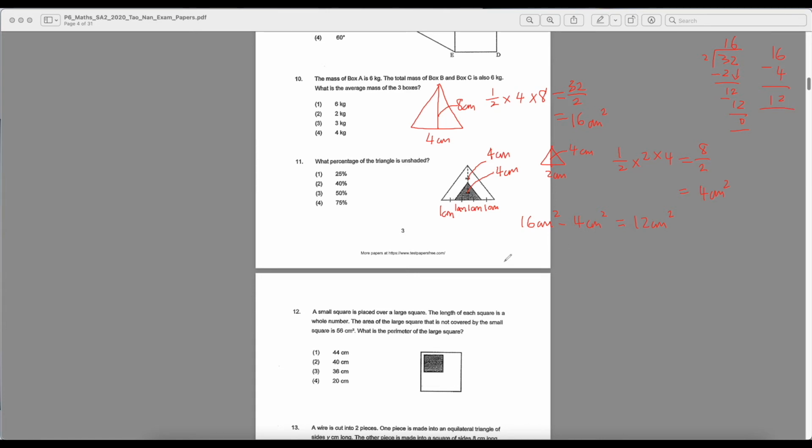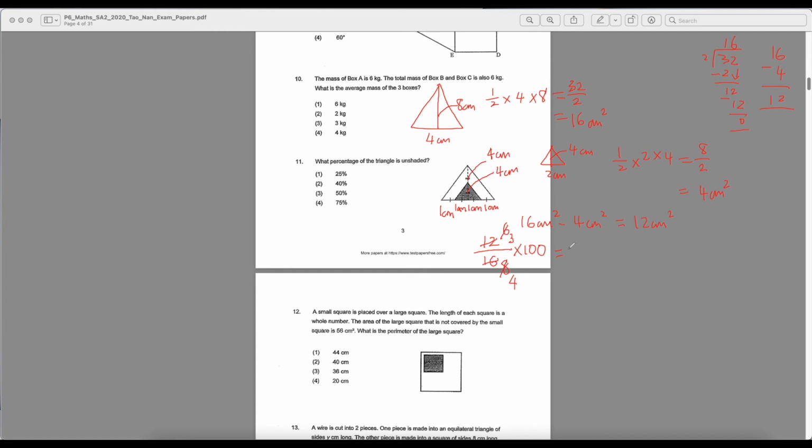Okay, so percentage of the area that's unshaded, that means I take unshaded, which is 12, divided over the total. The total is 16 because that's the area of the large triangle, 2 times 100. Okay, so let's do some cancellation. I can divide top and bottom by 2. So I'm gonna get 6, I'm gonna get 8. Okay, so now I'm gonna divide by 2 again. I'm gonna get 3, I'm gonna get 4.